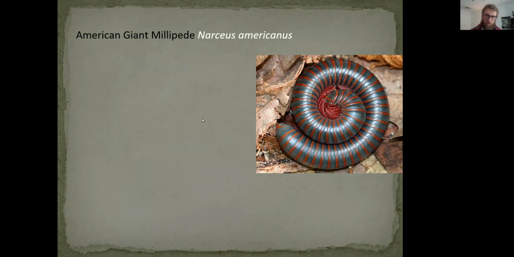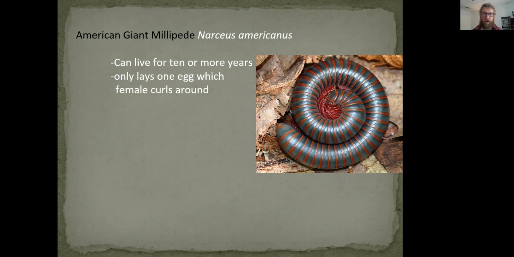Now, I'm going to go over a few observations after each one of the orders I'm talking about. One of the ones people submitted on iNaturalist was the American giant millipede. These are pretty common, especially a little bit higher in the mountains. They get pretty big. They can get up to 10 inches, and they live for up to 10 years. Some people even have them as pets.